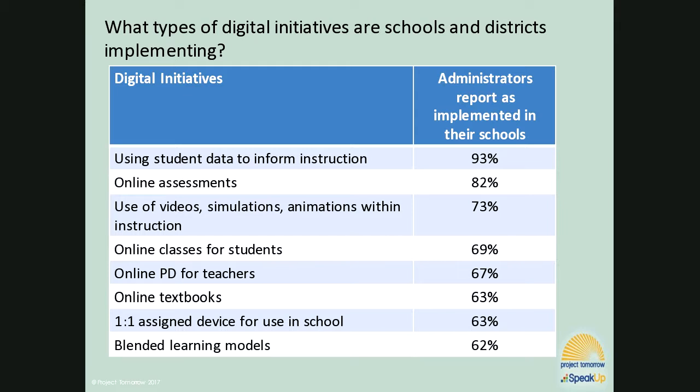But some of these others are much more specific to the classroom or much more specific to how you're setting up the learning experience for the students. So we see, for example, online classes for students, 69% of administrators said that they have implemented those for their students. Or blended learning classroom models, 62% of administrators said that that's happening in their schools. Try and keep this slide in mind, I'll show it to you again in a couple of minutes, but try and keep some of these initiatives in mind because we're going to actually look at that relative to the impact on student learning in just a couple of moments.